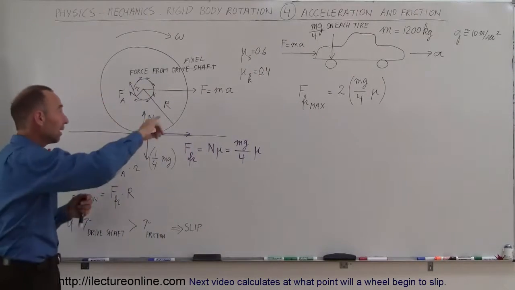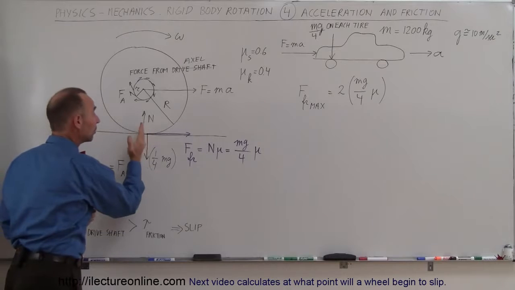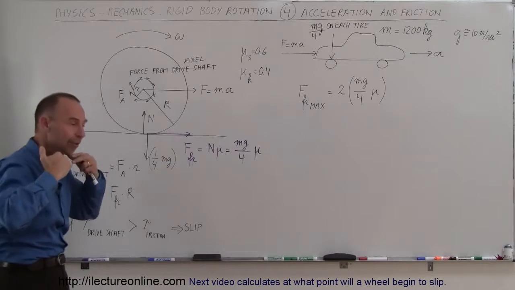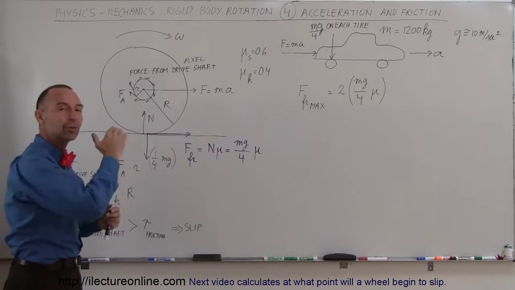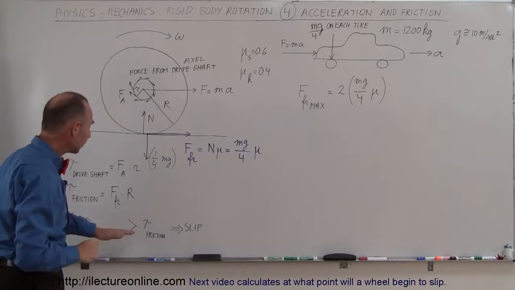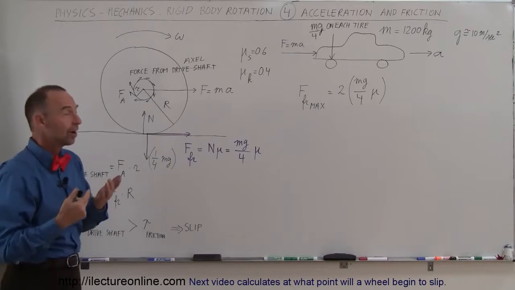Then you'll have static friction between the tire and the road. Remember that as the wheel is rotating around, the moment the tire touches the road, at that point the tire isn't really moving, so therefore there is static friction between the tire and the road at that point. Okay, so let's find out what the maximum friction is that the tire can muster.